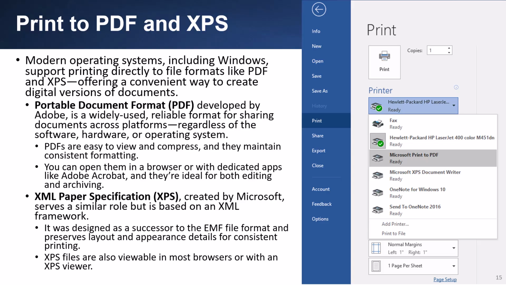PDFs are easy to view and compress, and they maintain consistent formatting. You can open them in a browser or with dedicated apps like Adobe Acrobat, and they're ideal for both editing and archiving. XML Paper Specification, or XPS, created by Microsoft, serves a similar role but is based on an XML framework. Designed as a successor to the EMF file format, it preserves layout and appearance details for consistent printing. XPS files are also viewable in most browsers or with an XPS viewer.